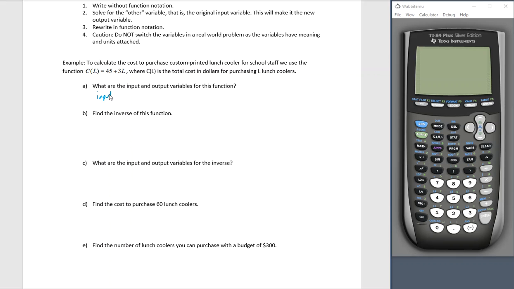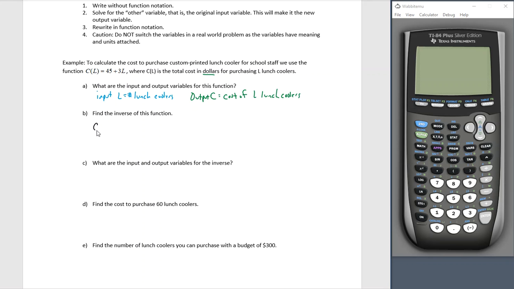Our input is L, the number of lunch coolers, whereas our output is C, the cost of L lunch coolers, in dollars. It doesn't say that anywhere. Oh, there we go, in dollars.